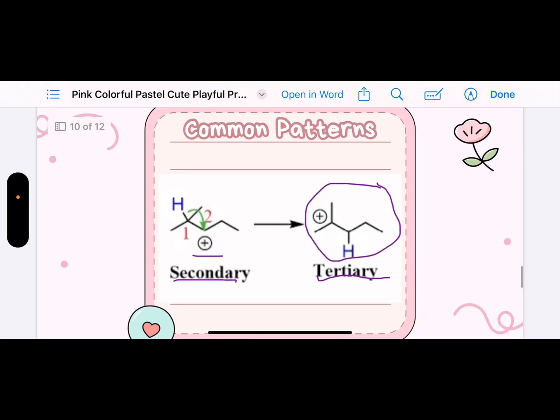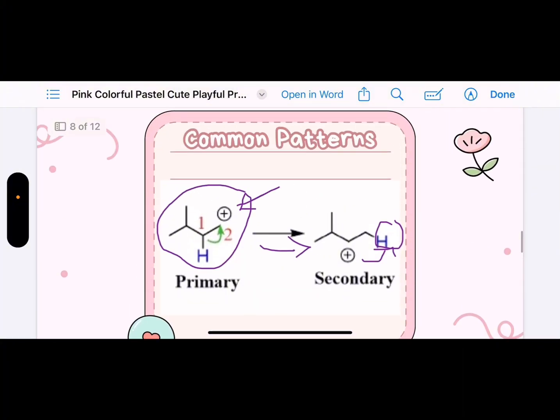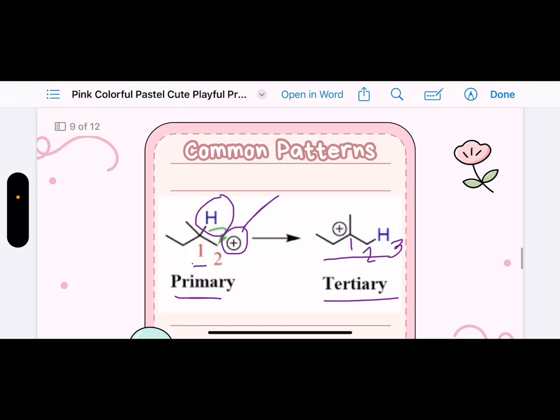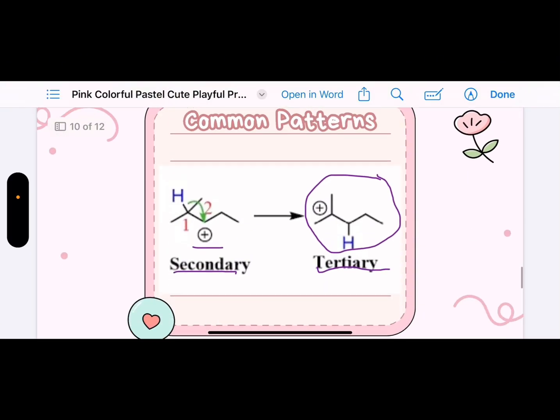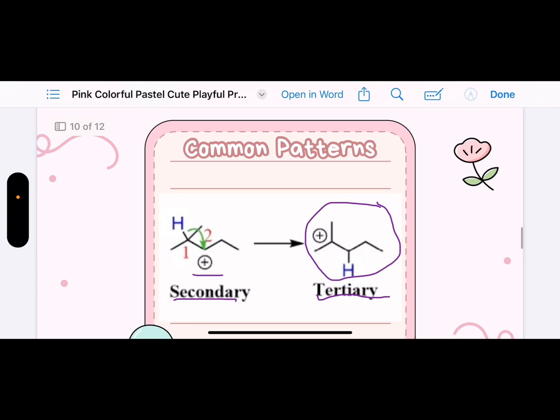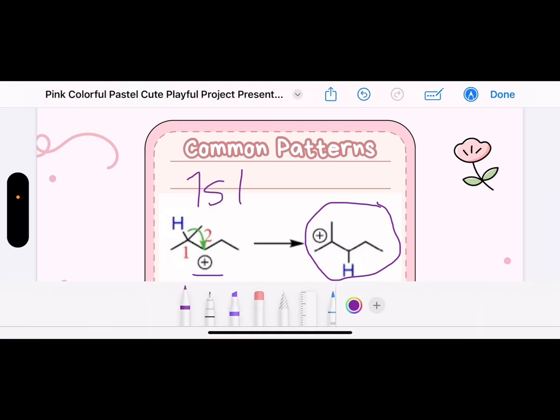Kani tanan na patterns na gipakita ninyo guys, kaning primary to secondary, primary to tertiary, and secondary to tertiary, kay puro ni sila SN1, diba? SN1 kay kanang mga ang reaction na two-step ra siya. See, makita nato diri. First step, then mani ang second step.